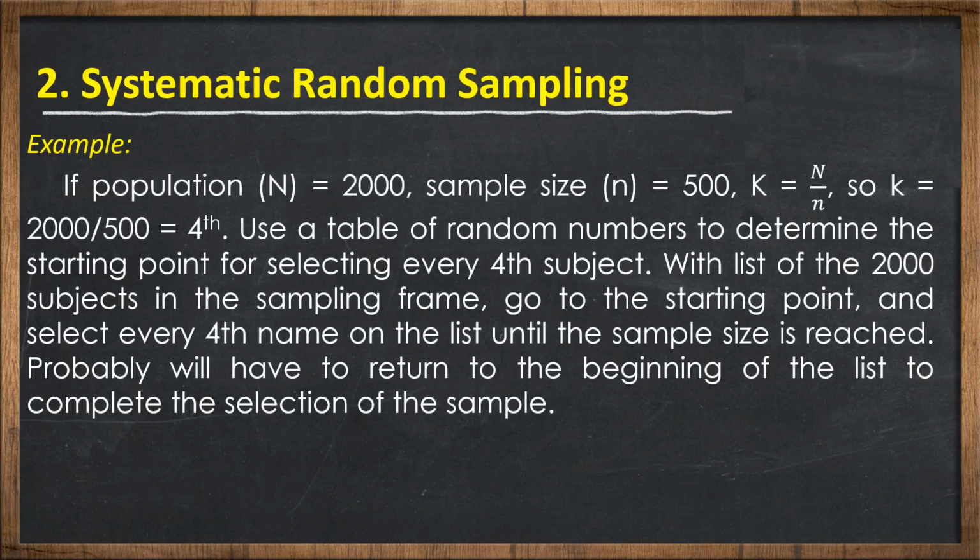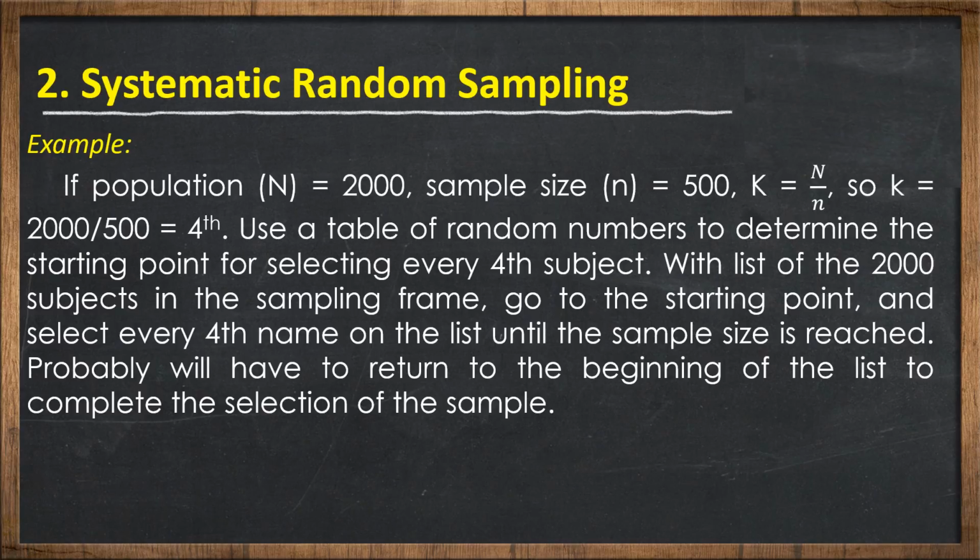So, with the list of the 2,000 subjects in the sampling frame, go to the starting point and select every fourth name on the list until the sample size is reached. Probably, we'll have to return to the beginning of the list to complete the selection of the sample. Because, for example, if you have a targeted population of 2,000 and you want a sample size of 500, how will you get the 500 respondents or participants of your study from the available 2,000?